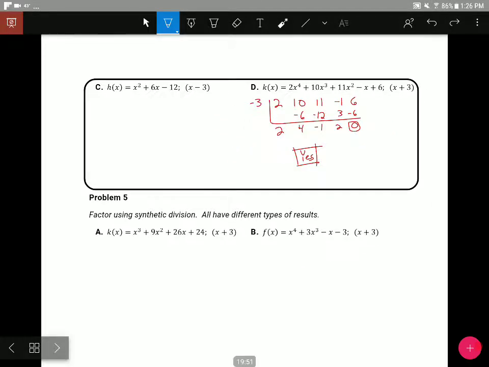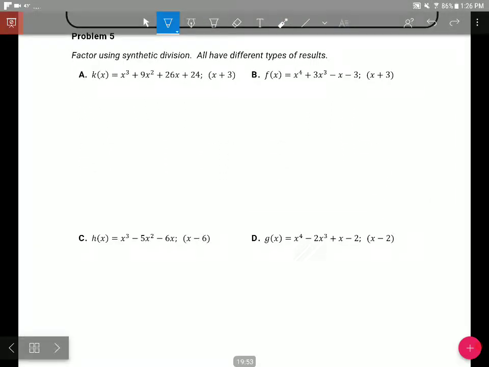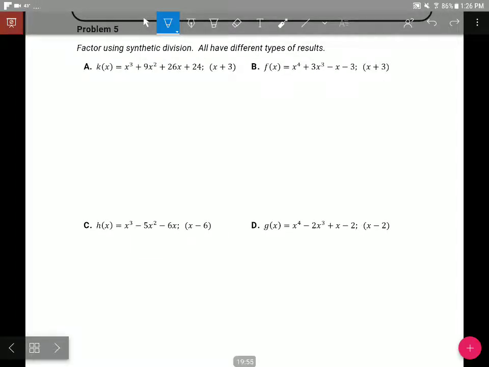Let's talk about how else we're going to use synthetic division. Problem 5. It says factor using synthetic division. We can use synthetic division to factor as well, because we can use it to pull out those roots. Here we go. We got an x minus 3. That is a legitimate factor.